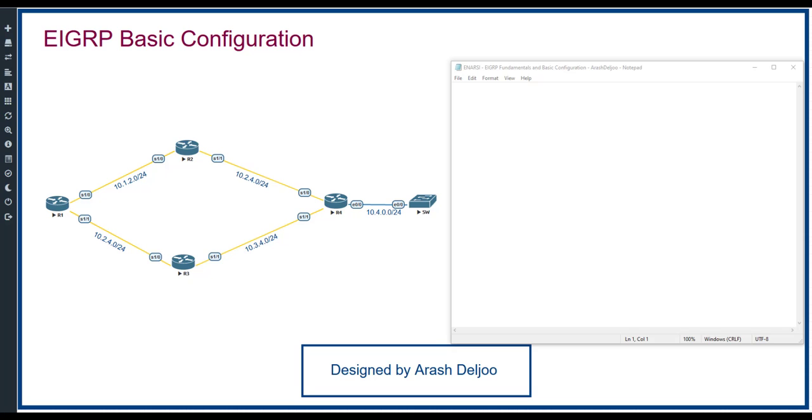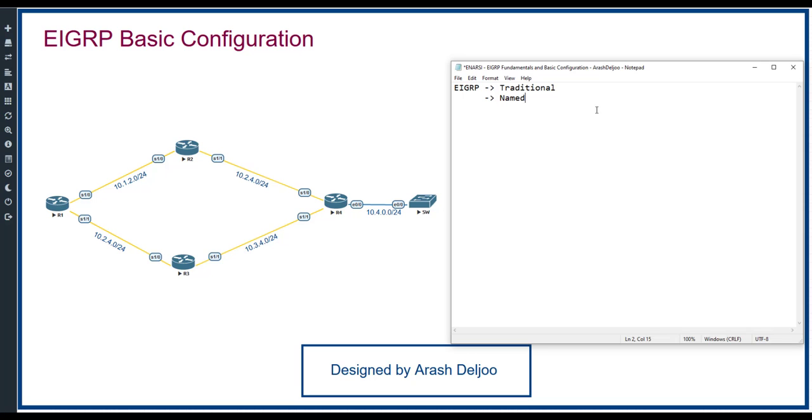Let me talk about the configuration of EIGRP. In EIGRP, we have two types of configuration. The first type is called the traditional EIGRP configuration, and this is the old method of configuring EIGRP, but now we have a newer method. We call it the named EIGRP configuration. In this class, I'm going to talk about both methods, traditional and also named.